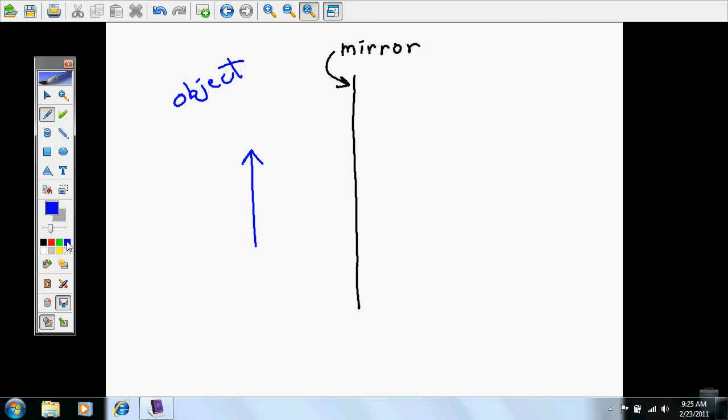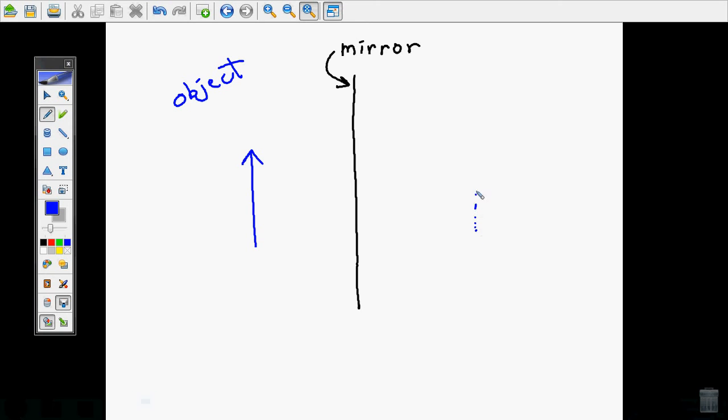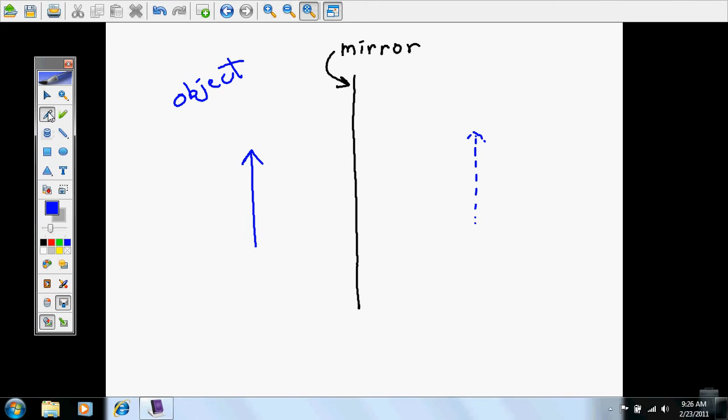Now I know that the image produced by a plane mirror is always the same size and the same distance behind the mirror. So if this is my object, I know right here, that's going to be my image and it should be the same size. And usually you don't draw the image until the end, but I'm going to just kind of cheat because it'll help me draw my rays correctly.